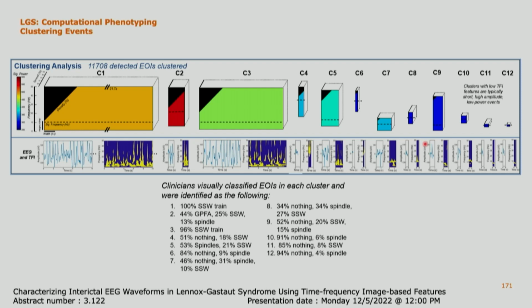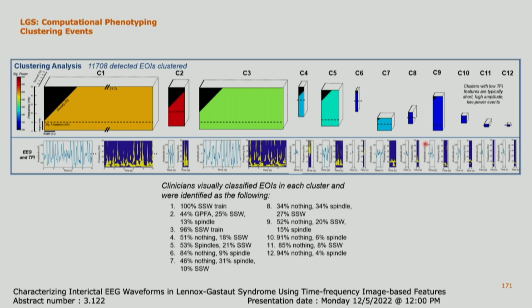And so what we found was there are certain clusters that really do match clinical things that we know are important in LGS, right? So this cluster 1, for instance, these are events that last a long time. They have a very broad frequency component, and this ended up being 100% concordant with epileptologist reviews saying that these are slow spike and wave trains, right?